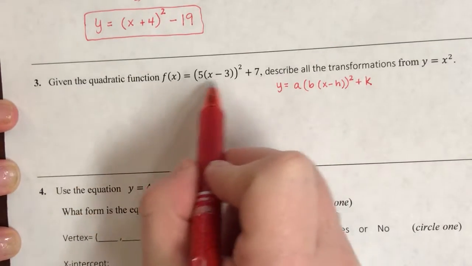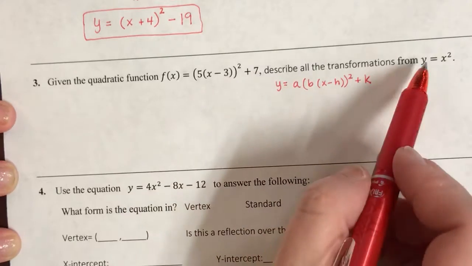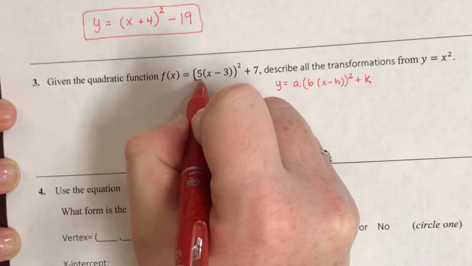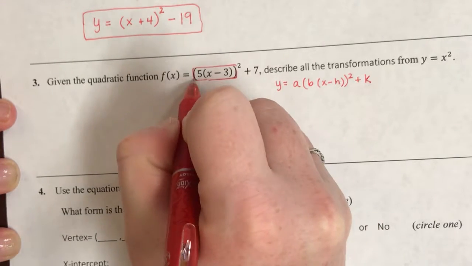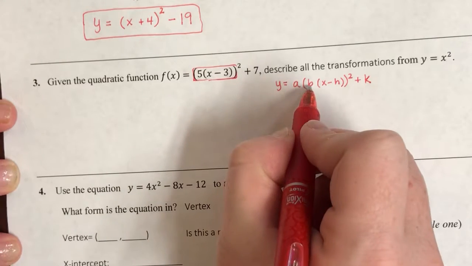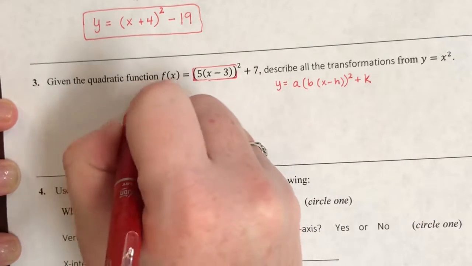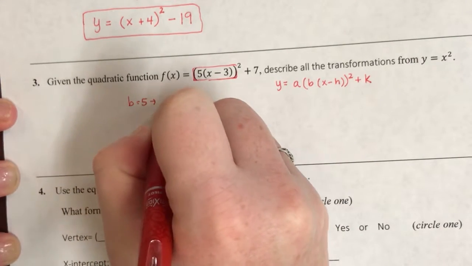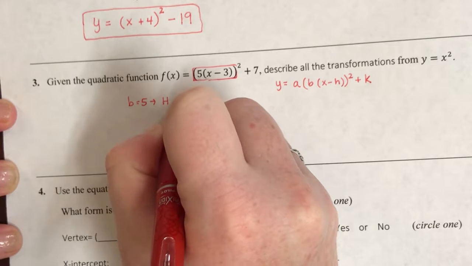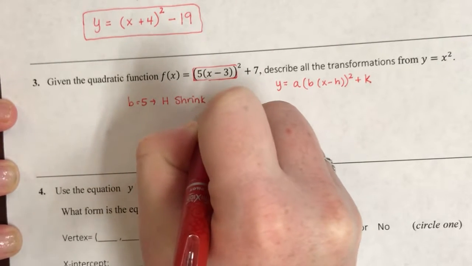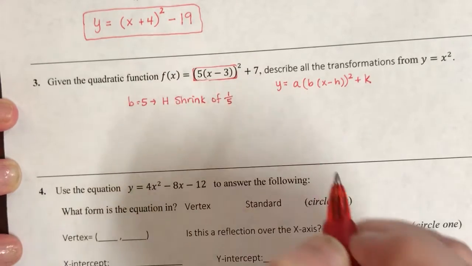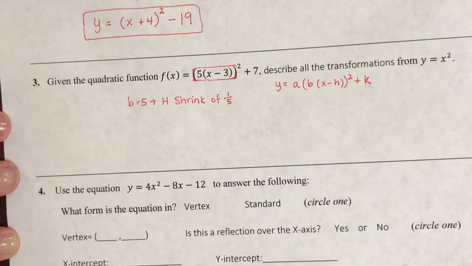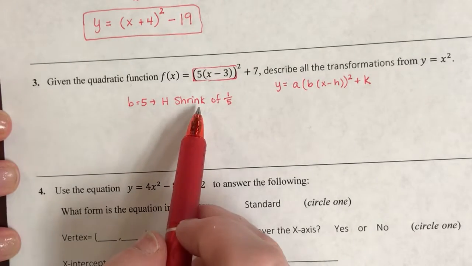So identifying the pieces of the equation that are different than that parent function, since the 5 is being squared, it would be a horizontal transformation, so that's our b value. So since b is 5, that means we have a horizontal shrink of 1/5, because everything that is a horizontal transformation is opposite from what it actually looks like in the equation.